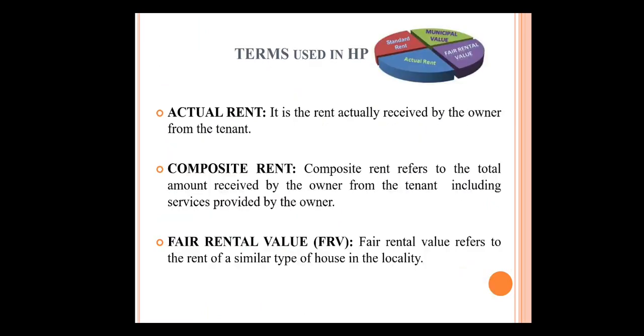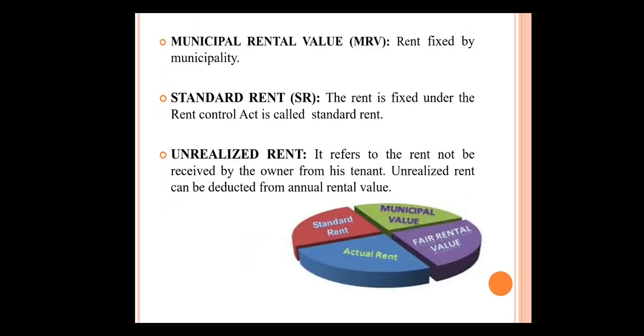First term is actual rent. It is the rent actually received by the owner from the tenant. Then composite rent. Composite rent refers to the total amount received by the owner from the tenant, including the services provided by the owner. The services may be lift maintenance, pump maintenance, water maintenance, etc. Then fair rental value. Fair rental value refers to the rent of a similar type of house in the same locality.